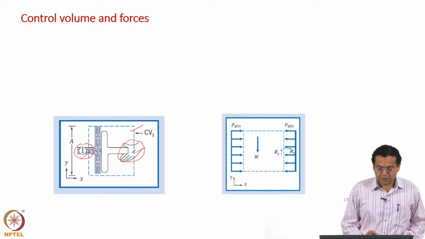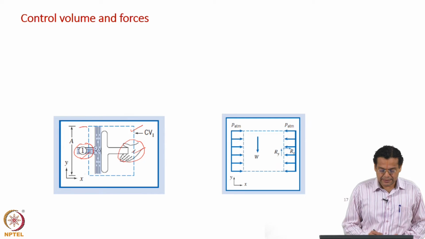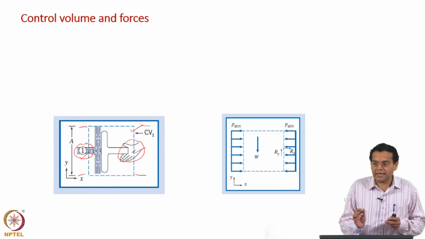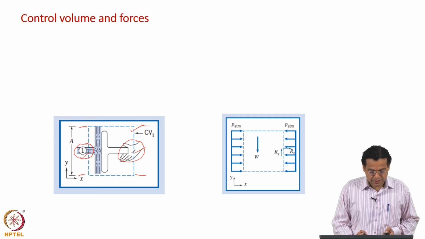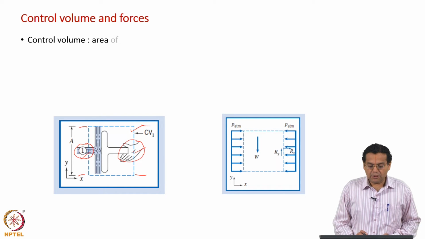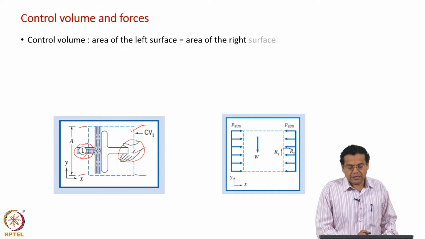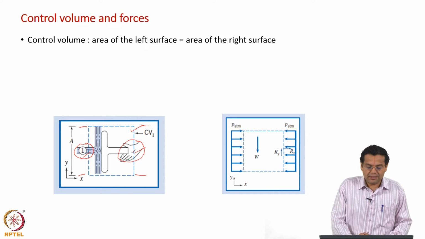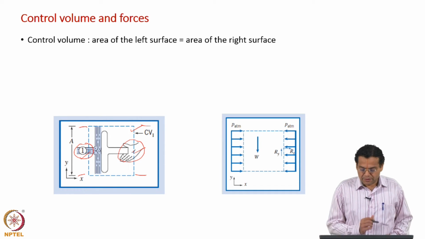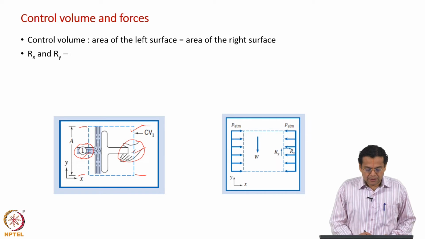Now, the control volume is so chosen that this area and this area are same. I am focusing only on the x direction. Okay. So, let us look at it. Control volume, area of the left face, left surface equal to area of right surface. So, that we will come to that shortly.